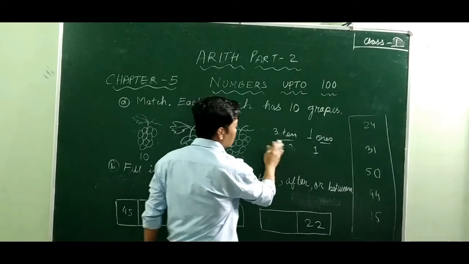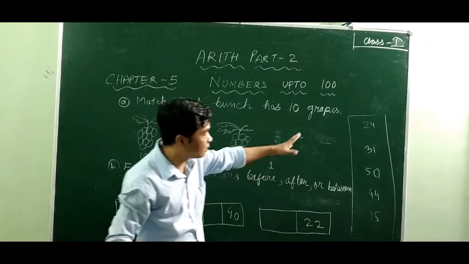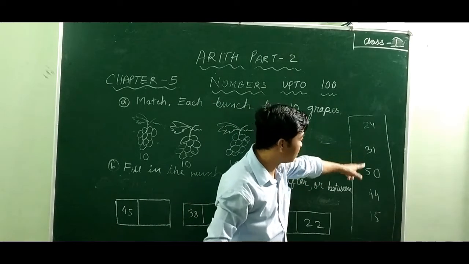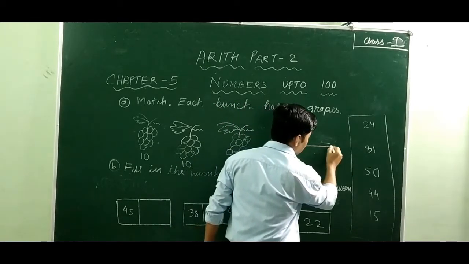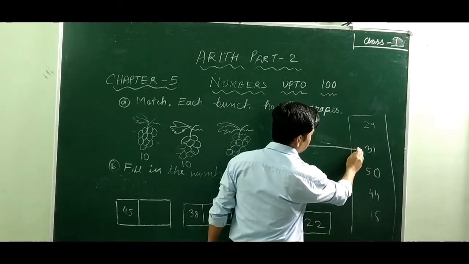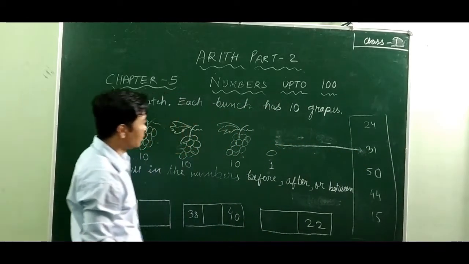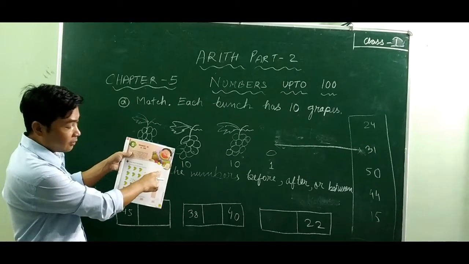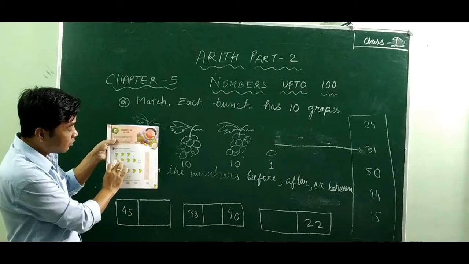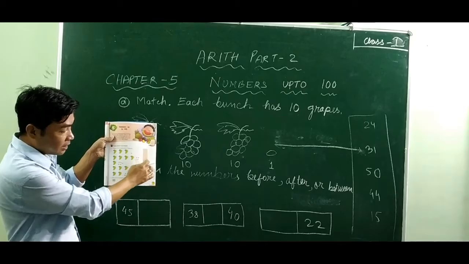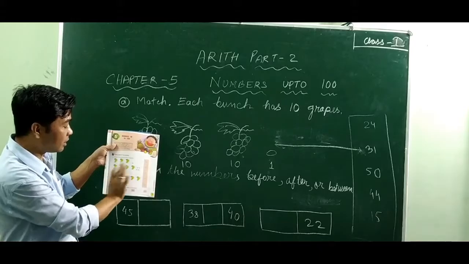Now what you are going to do, you are going to find the number in this list of numbers. We have 31 here out of all these. So you have to match the correct number of grapes. This is the correct number of grapes. So number 1 I have done for you. So for number 2, 3, 4, 5, count the number of grapes in the book, find the correct number from here and just match it. Very easy. Number 1 has been done.